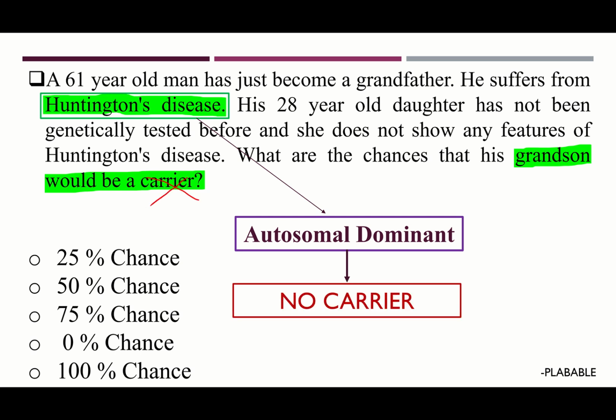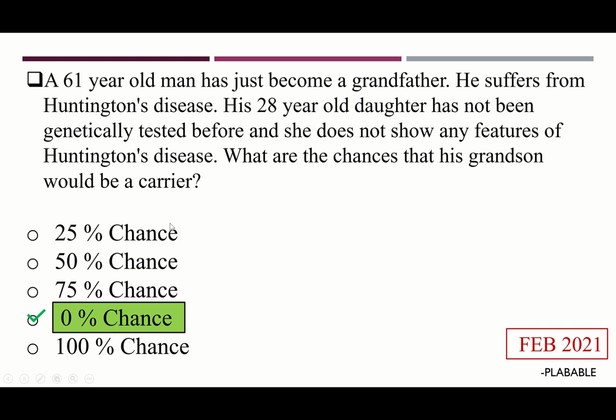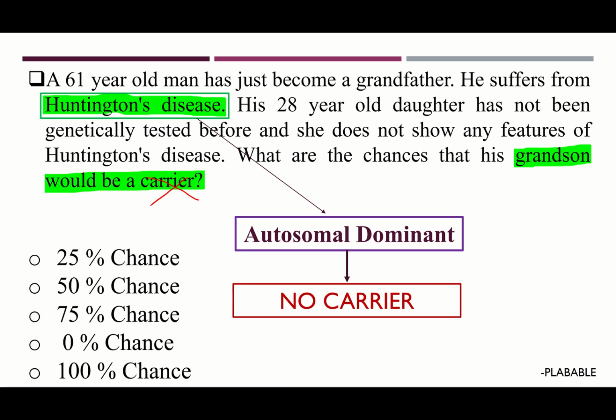There is no carrier. So the chance of the grandson, in a case of an autosomal dominant condition, being a carrier is 0. The grandfather is affected with a dominant condition, so the chance of any of his generation, not just the grandchildren, being a carrier is not there. It's a 0% chance. Dominant conditions do not have carriers. So you need to read your question very carefully. Is it asking you about the carrier?